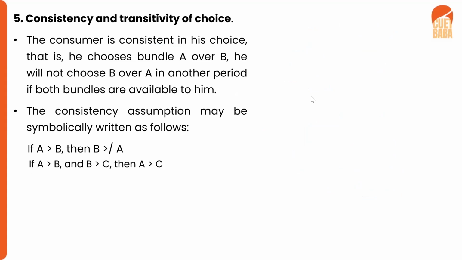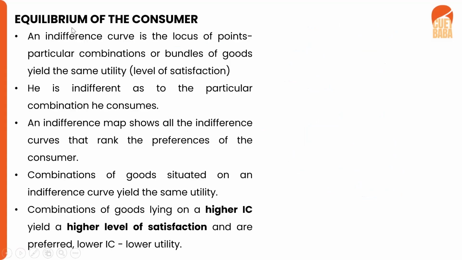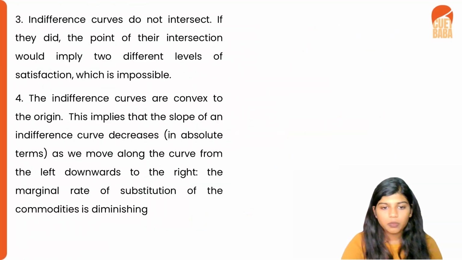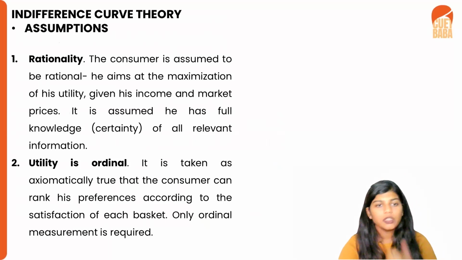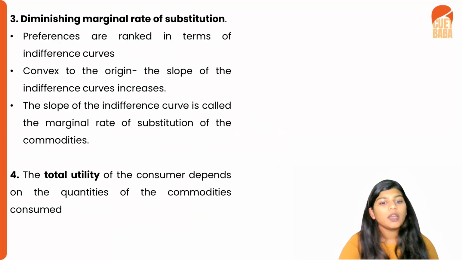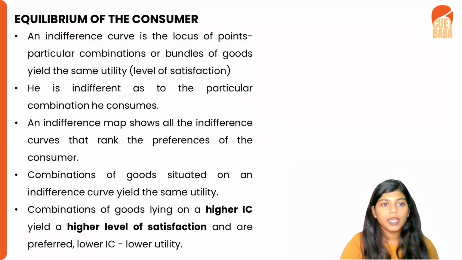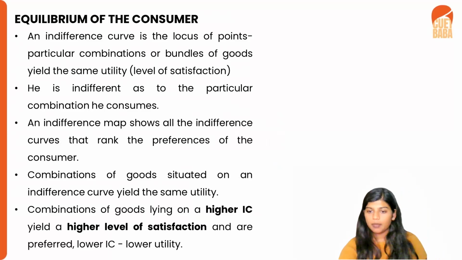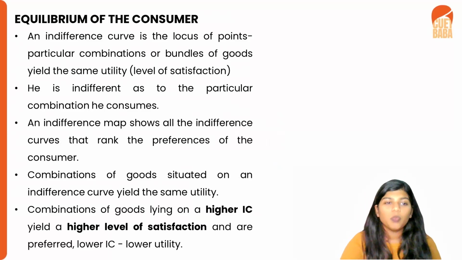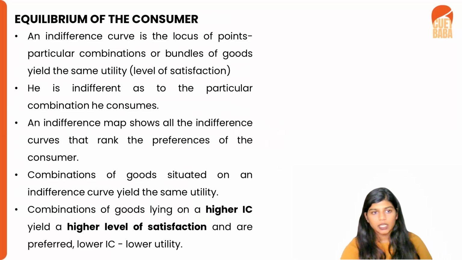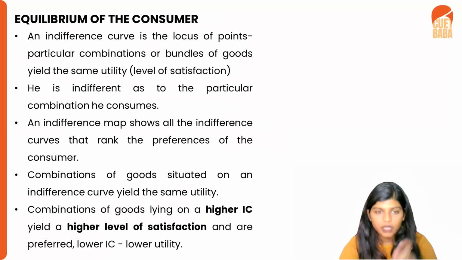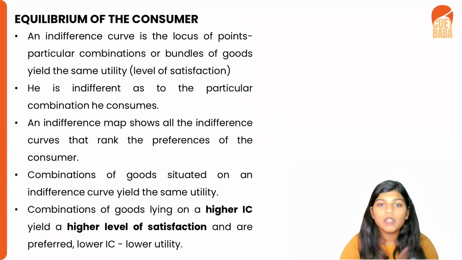So those are the five assumptions that we have seen of indifference curve. Now moving on, we'll be looking into the equilibrium of the consumer. So there we don't need a slide, so I'll just switch. We have covered the definition, then the properties of indifference curve, the assumptions of indifference curve. Now we'll be looking into the equilibrium of the consumer with the help of the indifference curve. So what is an indifference curve? We have already seen. So again, we can look at the definition that shows indifference curve is the locus of points.